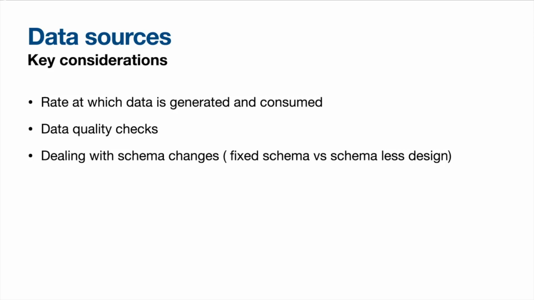So these are the primary examples of the different types of data sources that are available in the market right now. For these data sources, or the data that is being generated, you have to have a few key considerations before you design your pipeline. So the first one is the rate at which data is generated and consumed.